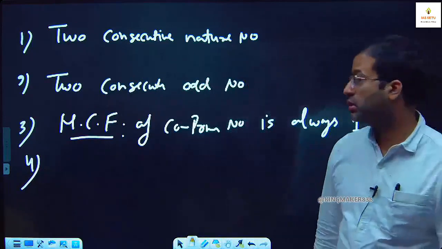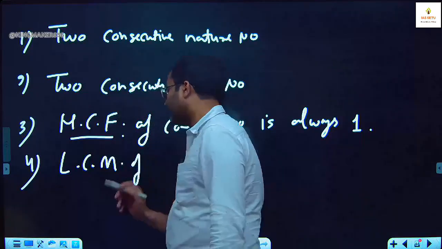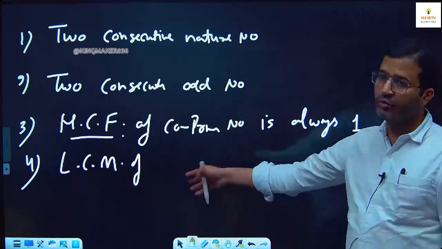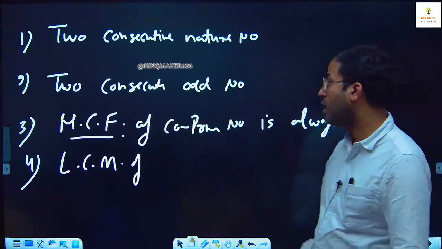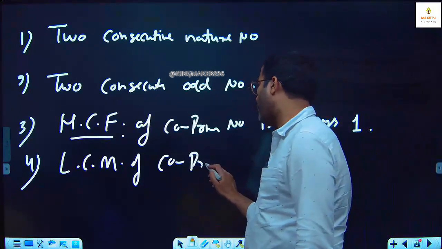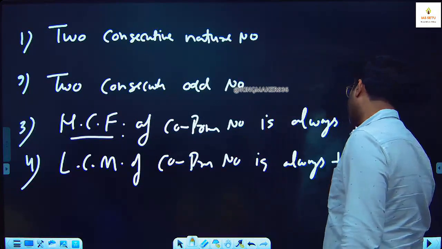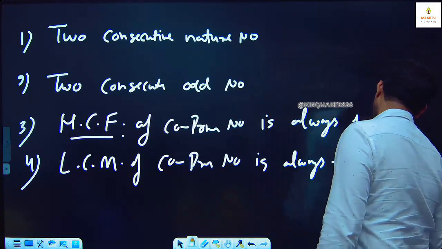Next, LCM. LCM stands for least common multiple. आफ्टर दैट आई ब्रीफ यू अबाउट HCF और LCM। थोड़ा सा HCF और LCM का बेसिक बता दूंगा आज। LCM of co-prime numbers is always their product. Always their product.